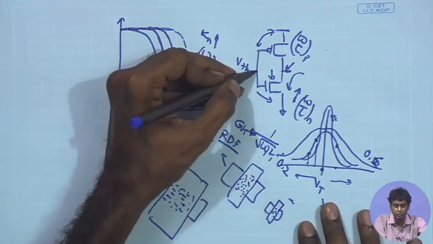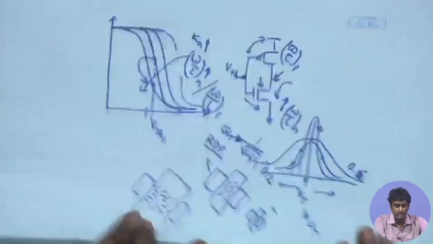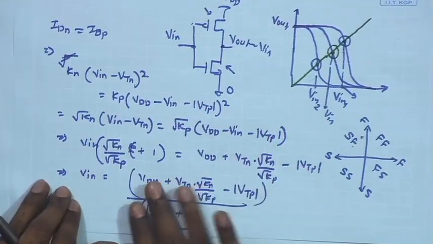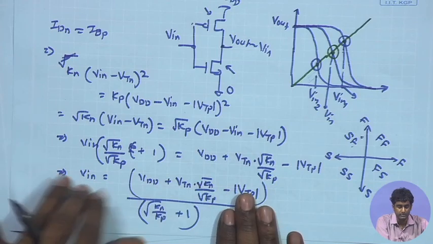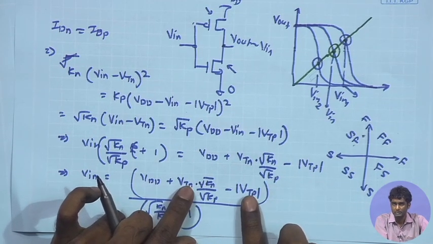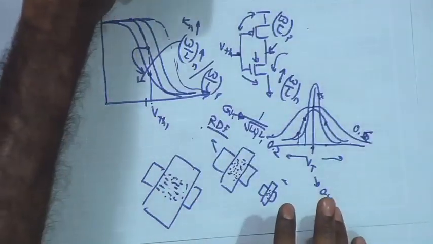So I can be more deterministic that, okay, if I am choosing a certain W by L ratio for this, my Vin or the threshold voltage or the trip point of the inverter can be more deterministically obtained from this equation, because these are not varying so much. This distribution or the variation of these two components is not so much. So that is another important point to be taken care of.